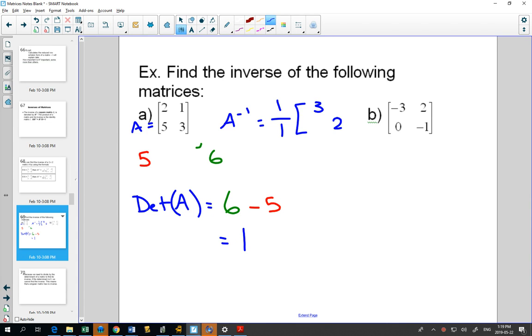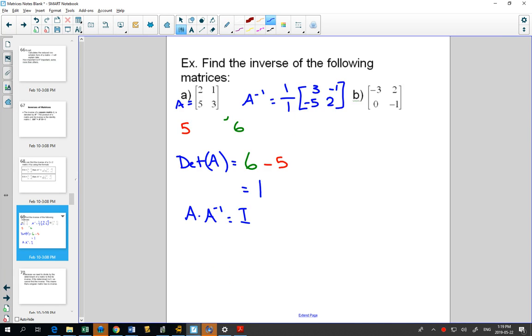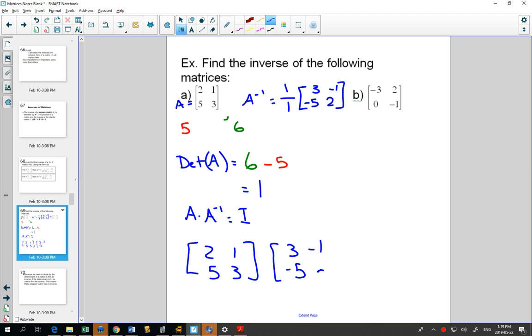Switch that diagonal and this diagonal, make negative. So we're going to test this. Is it true? Is A times the inverse equal to the identity matrix? So if I take 2, 1, 5, 3, and I multiply it by 3, negative 1, negative 5, 2, what do I get?